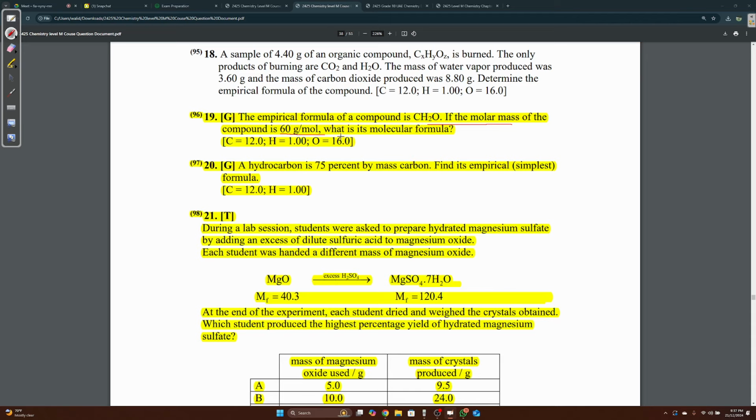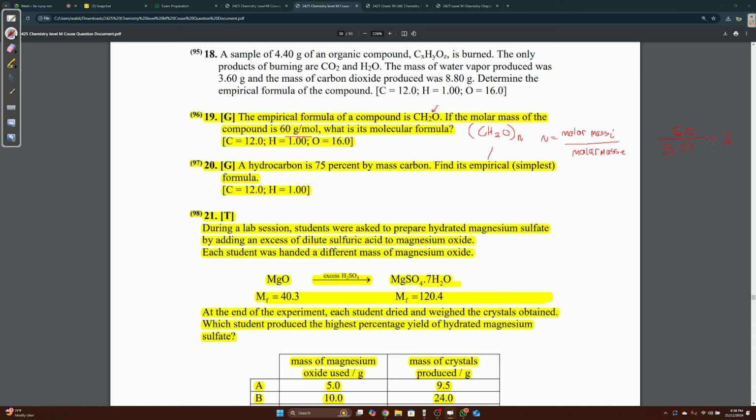If the molar mass is 60, what's its molecular formula? Whenever you see a question like this, here's what you do. The molecular formula is always the empirical formula multiplied by a coefficient n. This coefficient n is very easy to find. n is equal to the initial molar mass over the molar mass of the empirical formula. The initial molar mass is 60, so it's 60 divided by the molar mass of the empirical formula, CH2O. 12 plus 2 is 14, plus oxygen 16, is 30. 60 divided by 30 is 2.